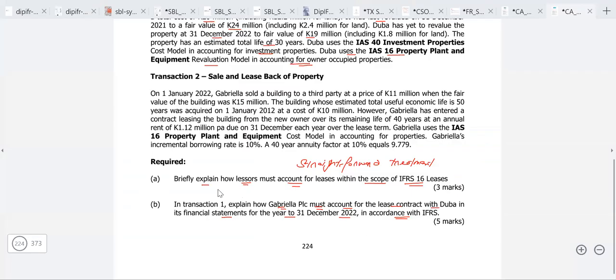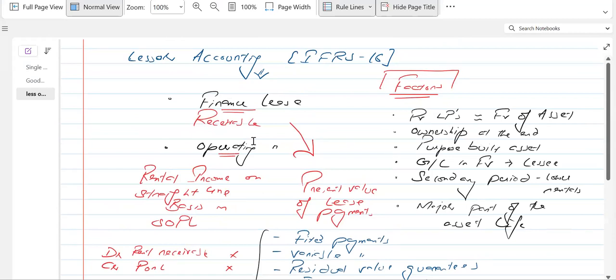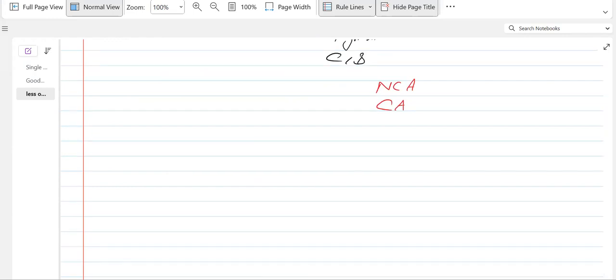So explain how lessors must account for the leases. The lessor either records the lease as a finance lease or as an operating lease. In the finance lease, the asset belongs to the lessee. The lessor will record the lease payments as the receivable. I have already told you how the lease payments are calculated. So you will explain all the treatments and also explain the factors to determine the finance lease and operating lease. Okay, so we are done with this.